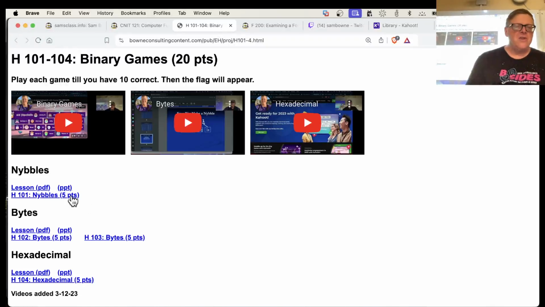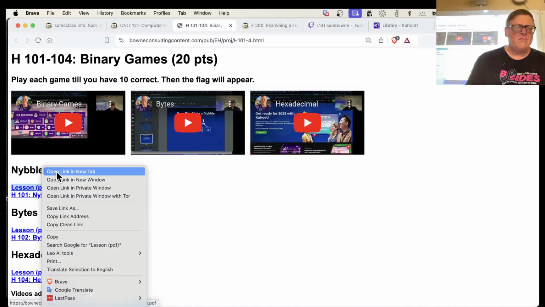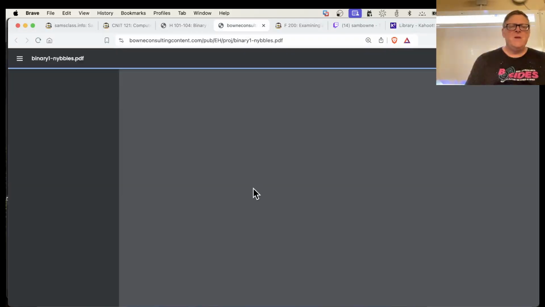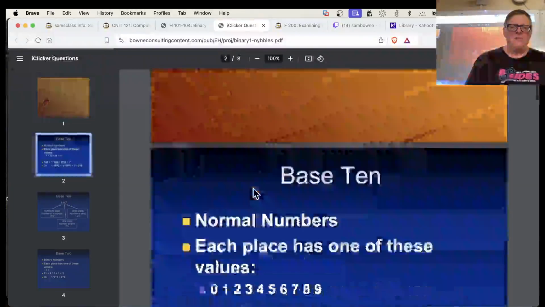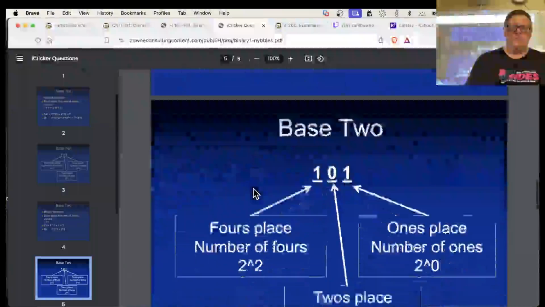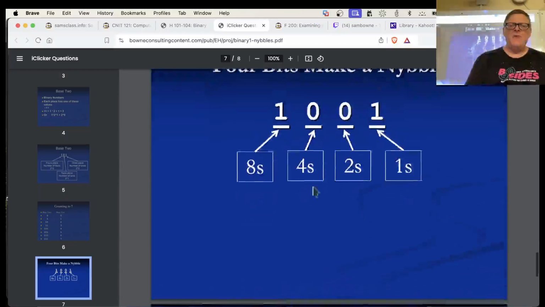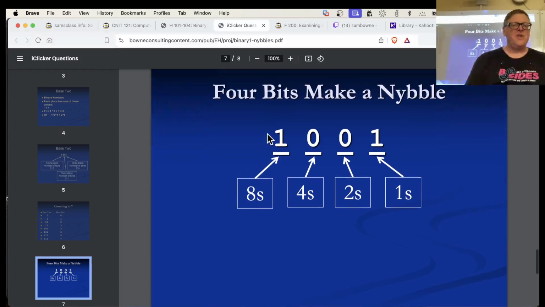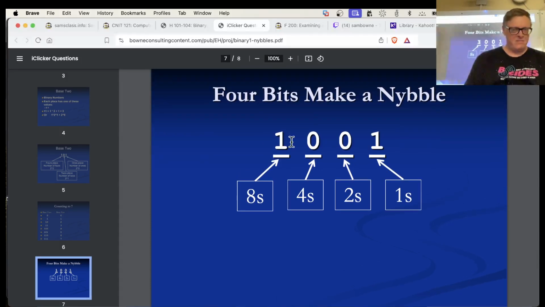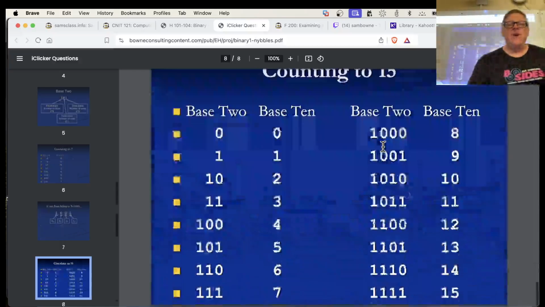Which are, and I'll just bring that up to remember it. Here's the lesson. Nibbles are 4 bits. So you have the number of 1s, 2s, 4s, and 8s. So this is 9. It's an 8, none of this, and a 1. So that's 9.